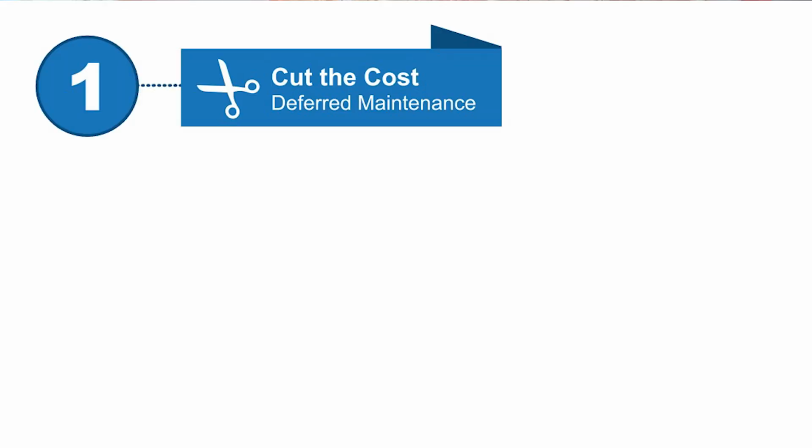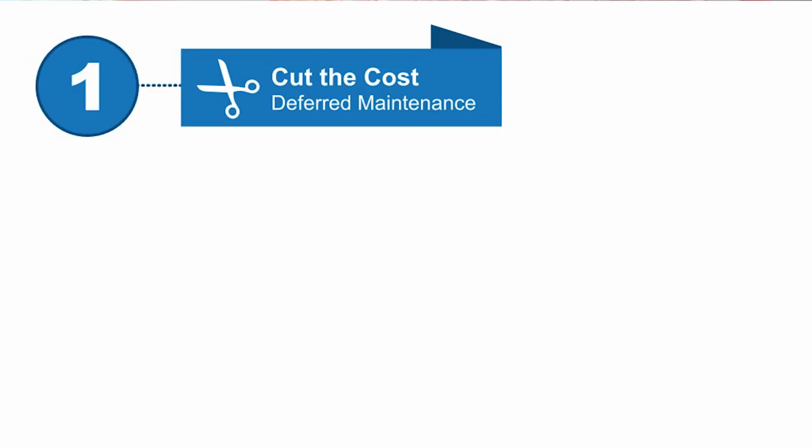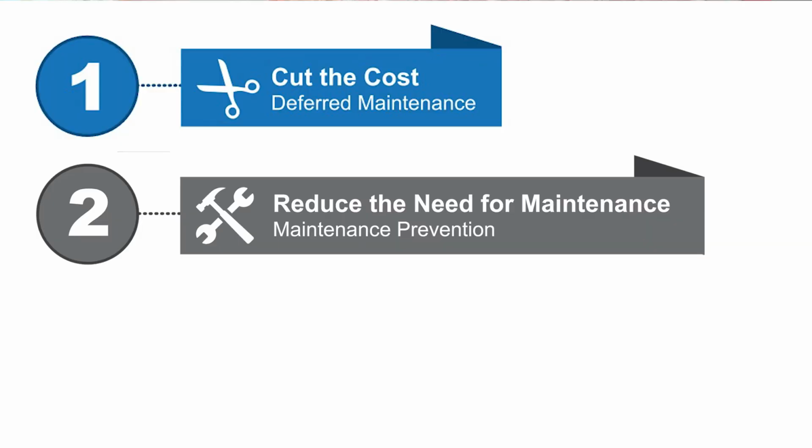So there are 3 ways we can reduce cost. Option number 1 is to cut costs. We defer maintenance, and that's usually how we all get in trouble, at least if you have a long-term business. Option 2 is to reduce the need for maintenance through prevention. So we can clean, we can lubricate, we can balance, align, etc. And that actually is going to make components and equipment last longer, so we avoid unnecessary breakdowns and maintenance.